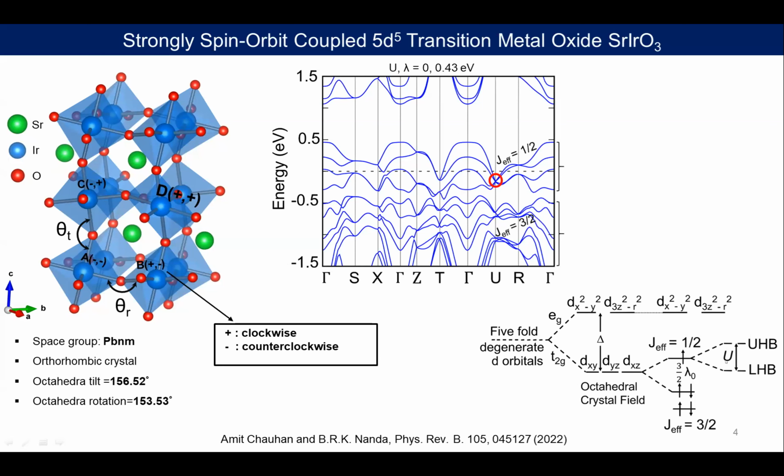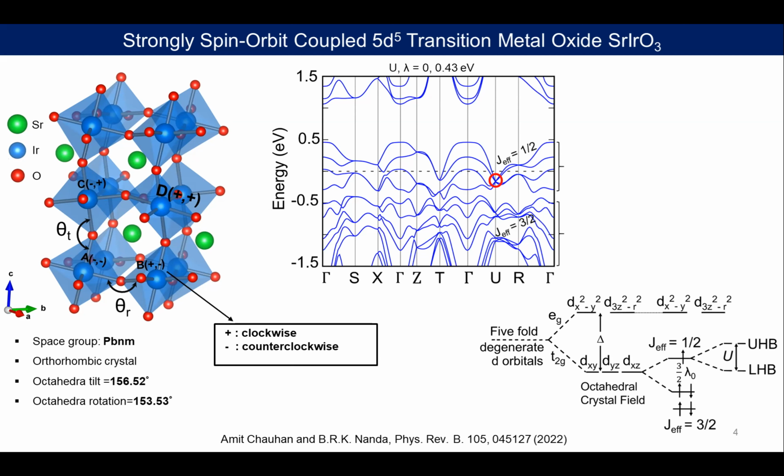And further, with the application of U, if these materials are correlated, then the upper J=1/2 band splits into the lower Hubbard band and the upper Hubbard band, which creates a band gap in the system. But this system is very weakly correlated, as I explained in the previous slide, because the U is very weak in this system due to the extended nature of the 5d wave functions.